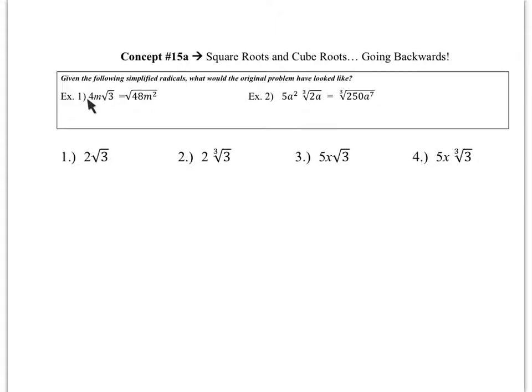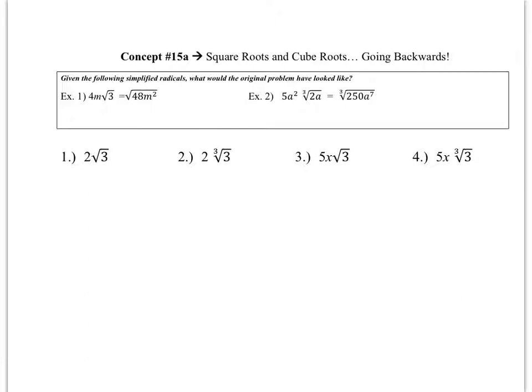So now what's the opposite of finding the square root? Well, it's squaring it. So basically what you're doing, if it's a square root, you just square the stuff on the outside and you put it back in and multiply it by the stuff that's already inside.